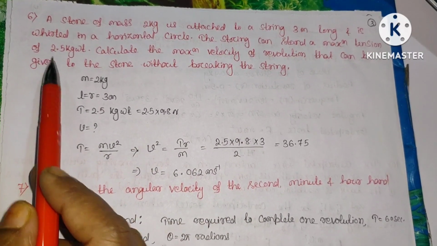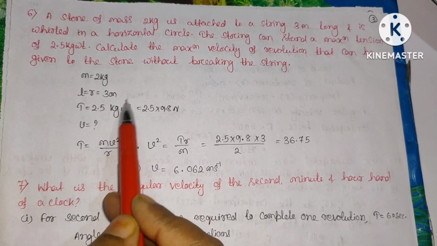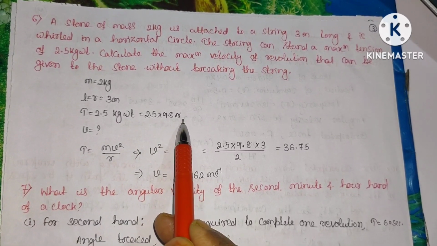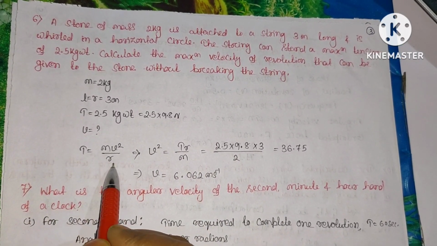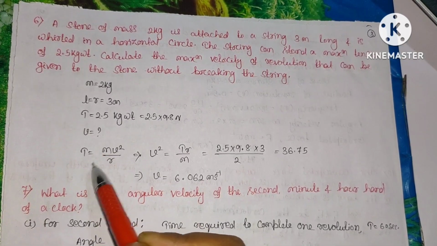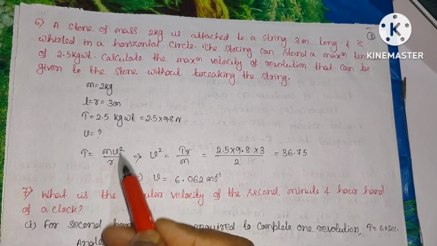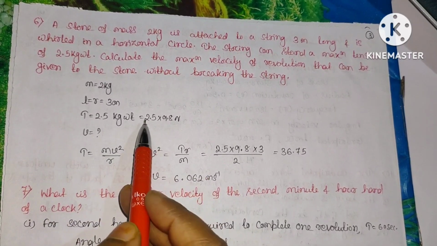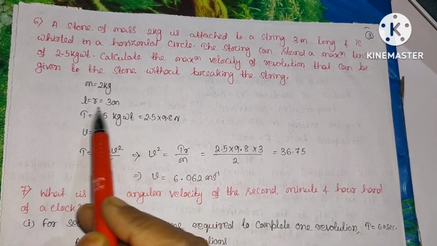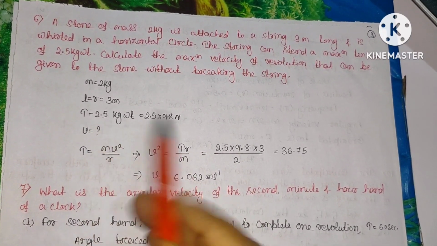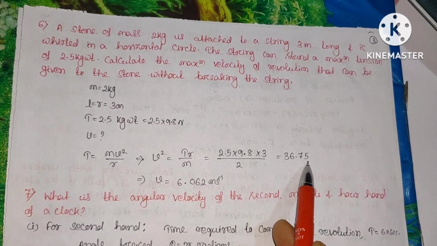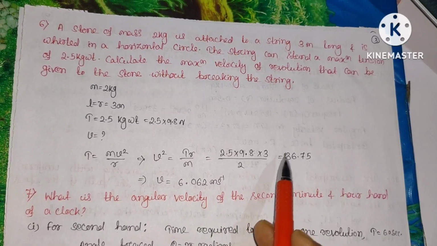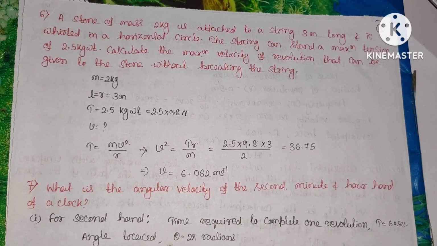And here 2.5 kg weight is the tension. Because of this weight we have to multiply by 9.8, so that it becomes Newton, the kg weight becomes the Newton. So T equal to mv square by r. It can be treated as tension, or this is the centripetal force. So v square will be T r divided by m. So tension is given as this much into radius 3 meter divided by mass 2 kg. So after calculation it will become 36.75. So here v square equals this one, so v will be the root of this, in meter per second.